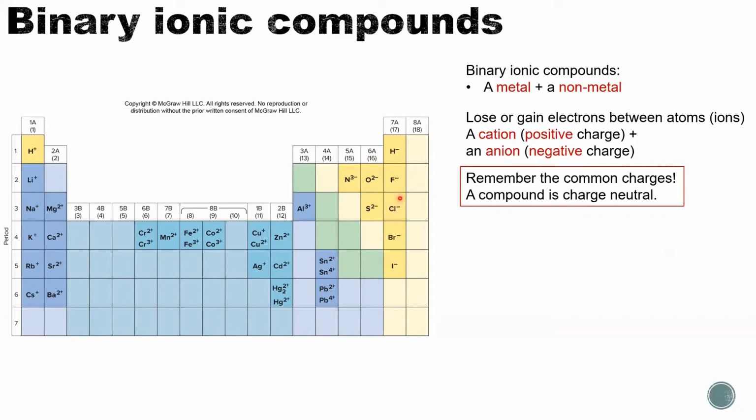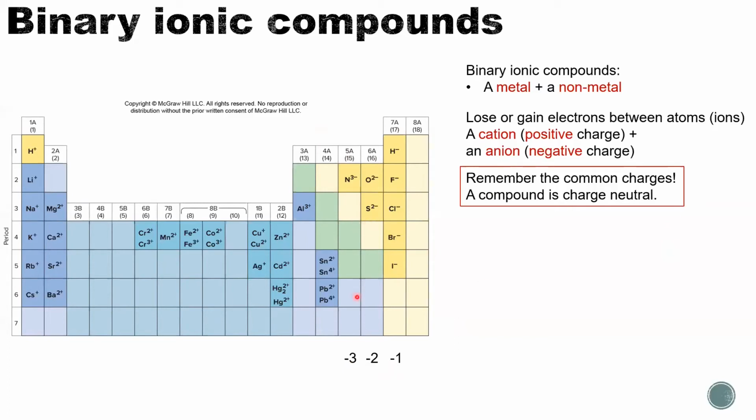In order to remember these common charges more easily, I can share some of my experience with you. If you look at the periodic table, counting from right to left, the common charge is -1 in the 7A group, -2 in 6A, and -3 in 5A. Remember this -1, -2, -3 only corresponds to the nonmetals when they become an anion.